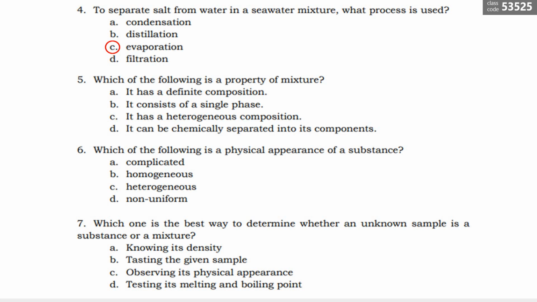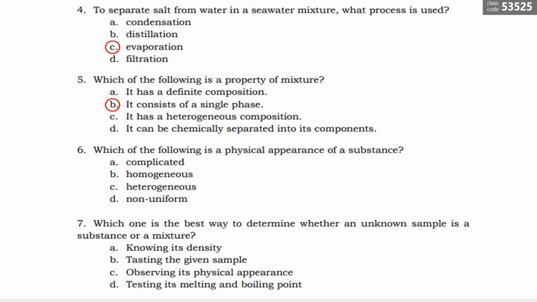Which of the following is a property of mixture? A, it has a definite composition. B, it consists of a single phase. C, it has a heterogeneous composition. And D, it can only be chemically separated into its components. Go. Okay, let's reveal the answer. The correct answer is letter B. It consists of a single phase.